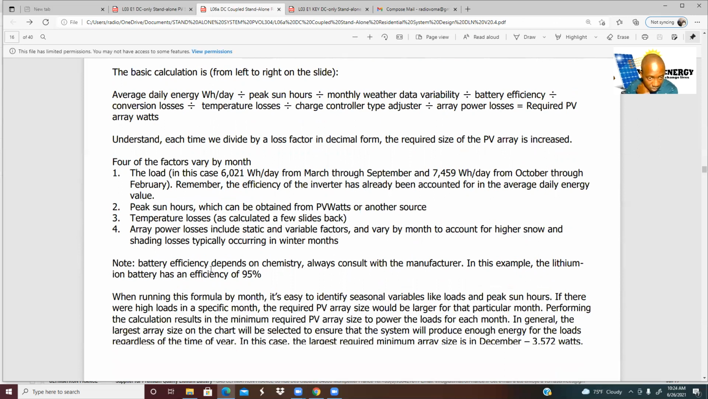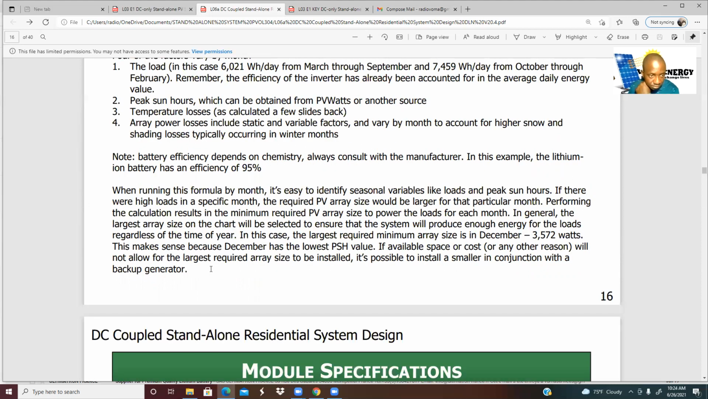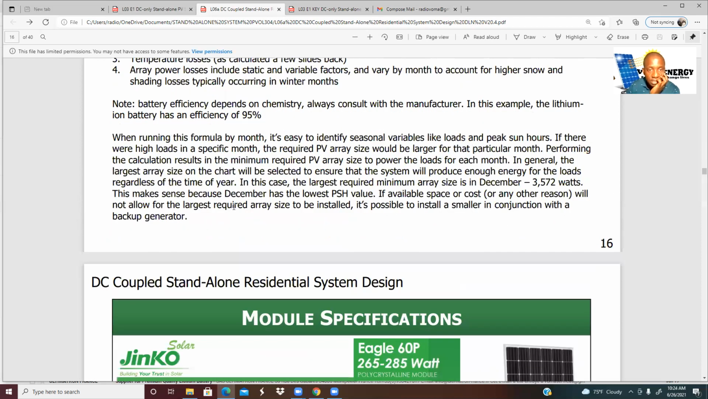Peak sun hours can be obtained from PVWatts or another source. Temperature losses were calculated a few slides back. The array power losses include static and variable factors, monthly, and account for higher snow and shading losses that typically occur in winter. Battery efficiency depends on the chemistry. Always consult the manufacturer. In this example, the lithium is 95%.